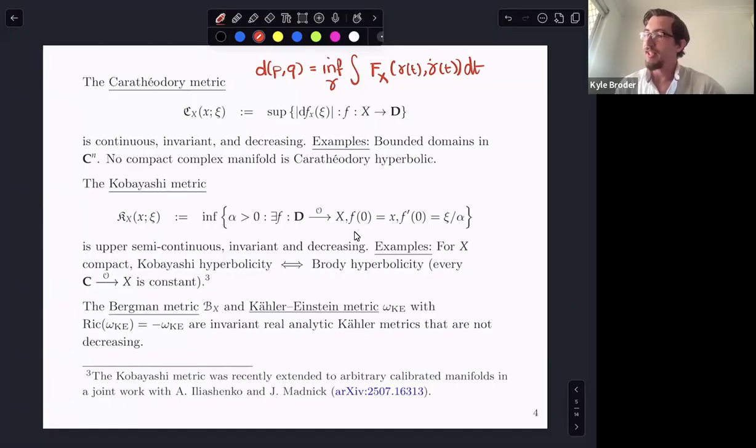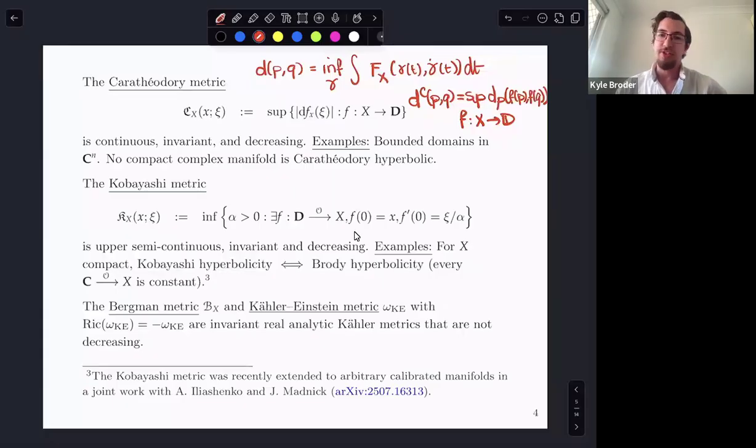With this C_X, this Carathéodory metric, the associated distance function, the Carathéodory distance, is just given by the supremum of the following: I want to take holomorphic maps from X to D, and then I just evaluate the Poincaré distance on the image. Let me write this a bit bigger. So it's given by a very simple construction, where the f ranges over holomorphic maps from X to D.